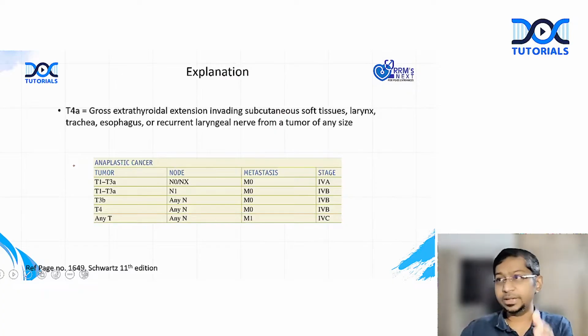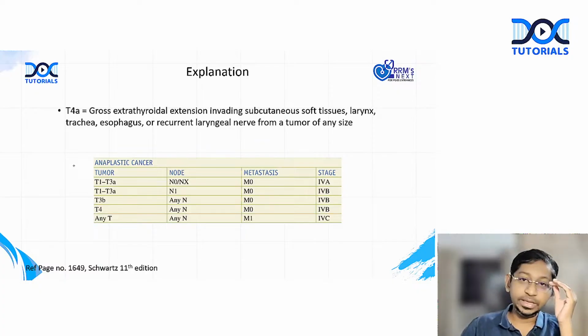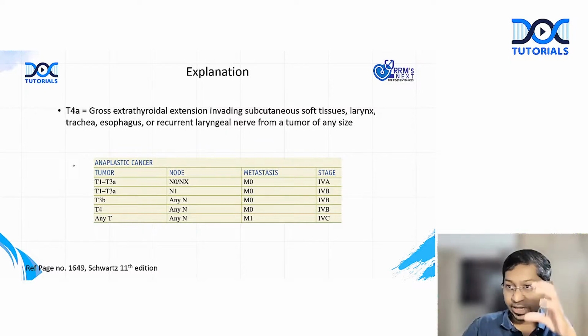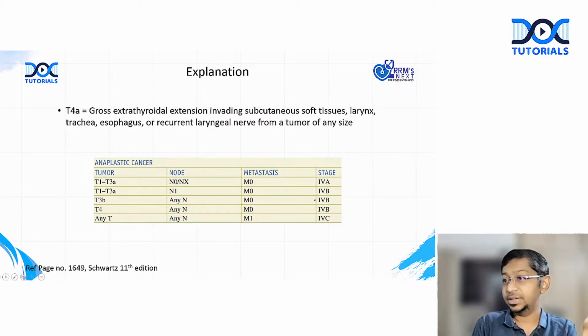Alright, so as I already mentioned, T4A because any gross extension into the subcutaneous soft tissue or the skin, or invasion of structures like larynx, trachea, esophagus, all these irrespective of the size will be a T4A disease. As we look at it, this is the specific staging for anaplastic thyroid cancer, which is different from well-differentiated thyroid cancer. So any T4 disease, irrespective of nodal positivity or not, will become basically a stage 4. Any metastatic will become stage 4C, whereas any locally advanced will become stage 4B.